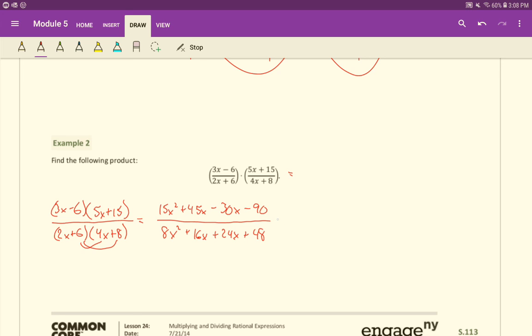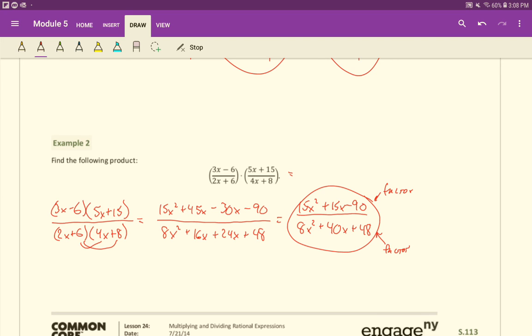And combine your like terms here. Okay, so we'll get 15x squared plus 15x minus 90 all over 8x squared plus 40x plus 48. Okay? So there we are. And this is an answer. Alternatively here, we could also try and simplify this by factoring the numerator and factoring the denominator too. So in the next video, we'll take a look at simplifying this.